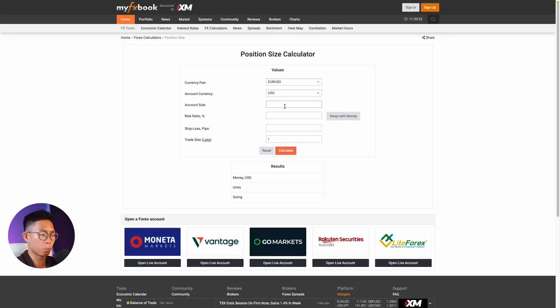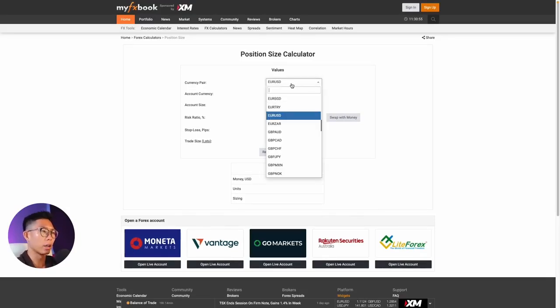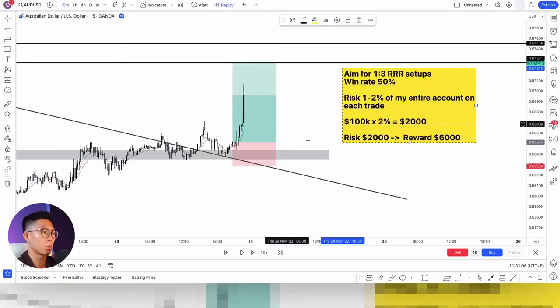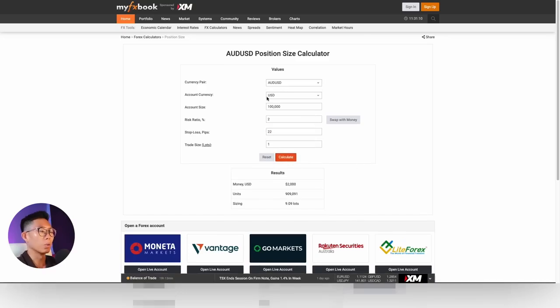So over here, we can put my account size is 100k, and let me choose the currency pair that I'm trading, which is AUD USD. Right now I'm risking 2%, so put 2% right here. My stop loss distance, let me check, is about 22 pips, right? So put 22 pips. Now you can see right here, it literally lays out the lot size for you. You should be using 9.09 lots and you're risking $2,000.